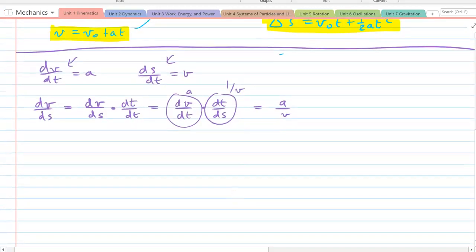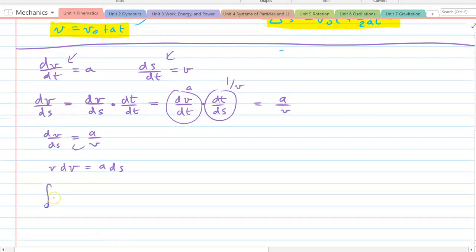The next step is to take what we know, dv/ds equals a over v, and use separation of variables here. So we want to kick all the v stuff to the left and kick all the non-v stuff to the right. So v dv is equal to a ds. Now I want to take a specific definite integral.